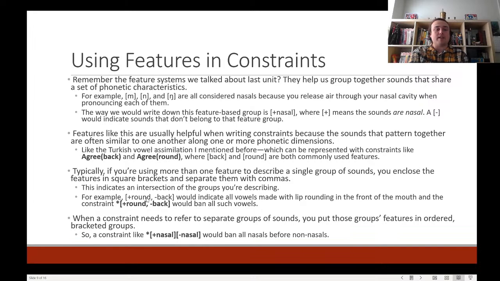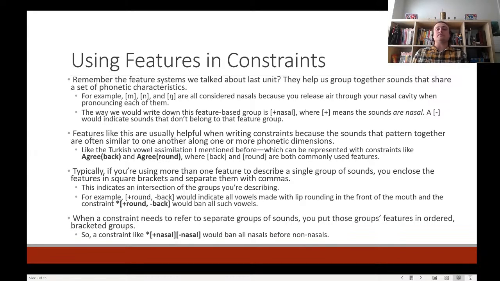So if I say plus round, minus back, and I've got them separated by a comma and inside of square brackets, I'm saying that I want all the vowels that are made with lip rounding, since I said plus round, that are in the front of the mouth, since I said minus back. And the constraint star plus round minus back bans any vowels like that. So this is saying don't have any vowels that are both plus round and minus back. That's what that comma does. If there were more features we needed to specify, we would just keep adding in commas and adding in features within those square brackets. And we'd get a smaller and smaller intersection of the possible sounds in the language as we added in more feature descriptions.